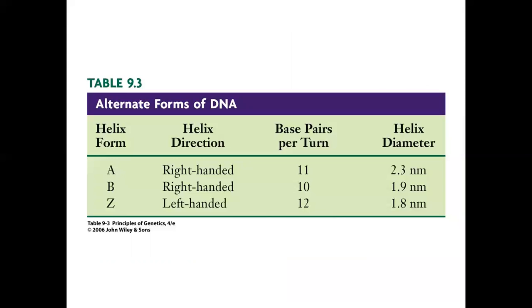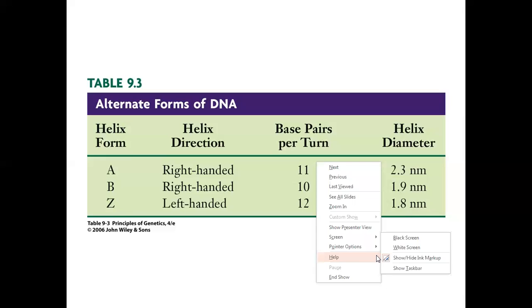Here again is the chart, showing the helix direction. Helix forms A, B, and Z. A is right-handed, B is right-handed, and Z is mostly left-handed DNA. So the base pairs per turn are 11 in the A, 10 in the B, and 12 in the Z form of the DNA.